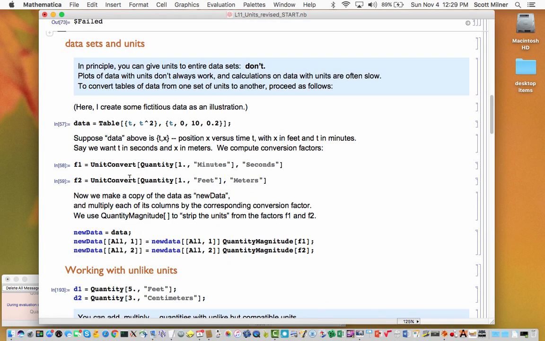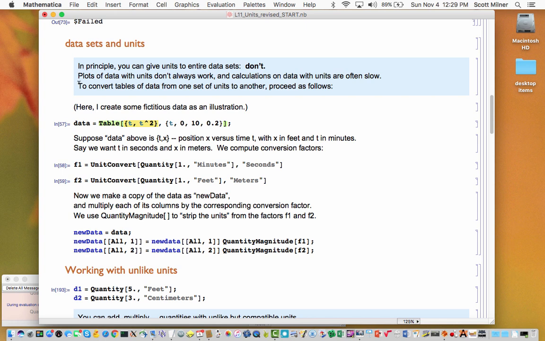Oftentimes you want to convert an entire data set from one system of units to another. In principle, you can give units to data sets. In other words, you can think of a data set as being a list of quantities, each of which has units. Don't do this. It is possible in Mathematica, but it is not a good idea because it's a bit buggy. Plots of data with units don't always work the way you think they should, and calculations on data with units are often slow. But there's really no reason to ever do this.